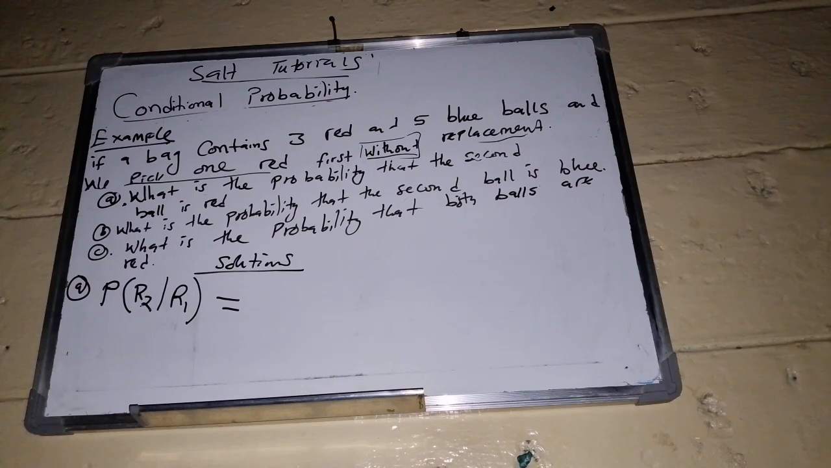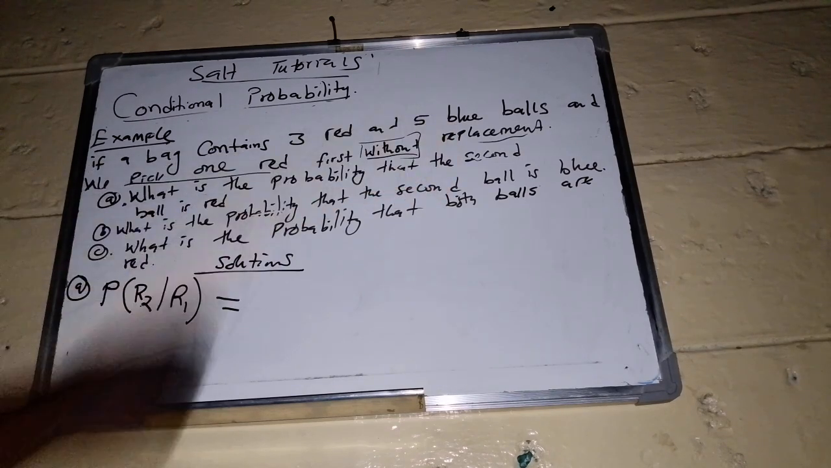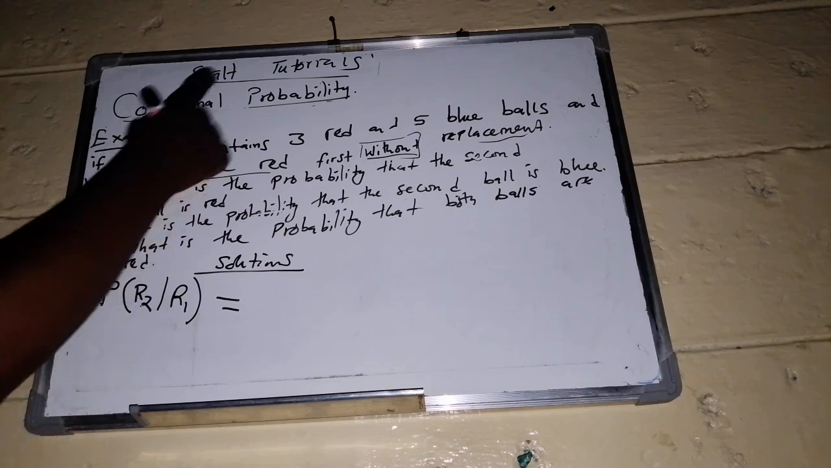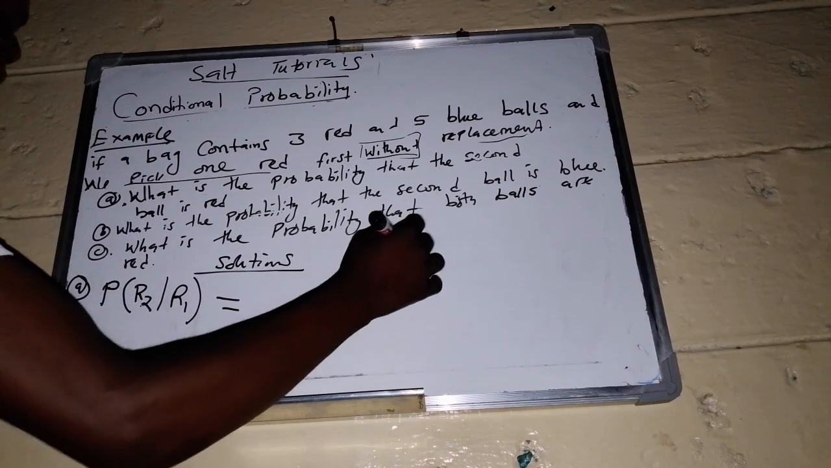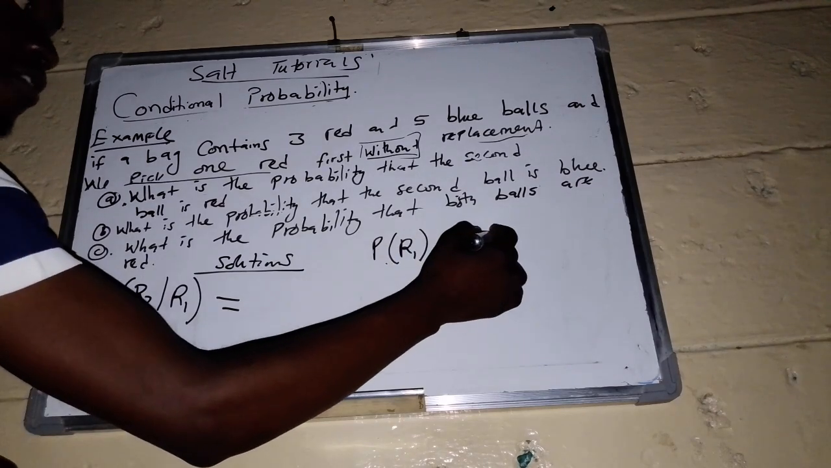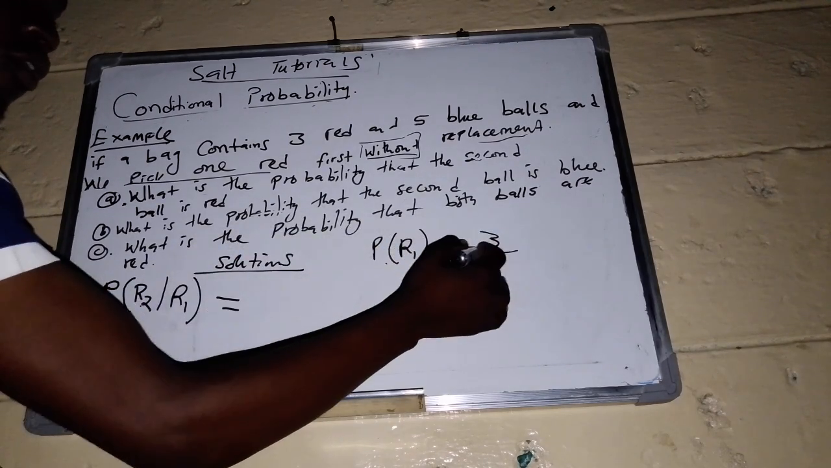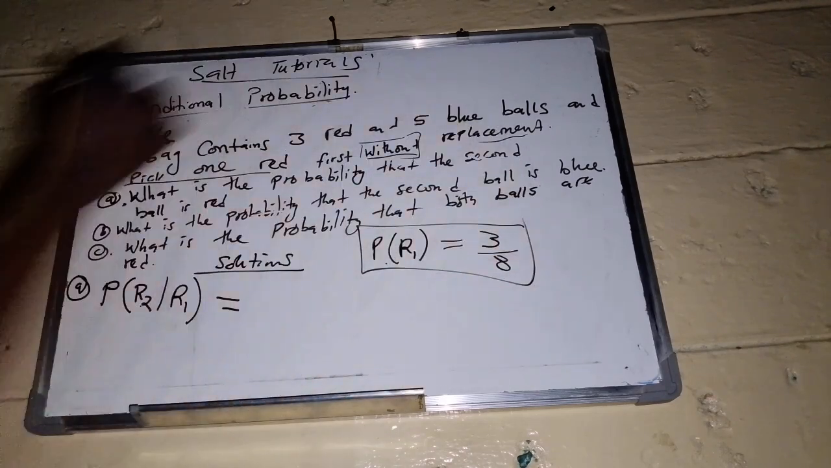So remember, we have how many reds? 3 reds and 5 blue balls. So in the first picking, if I was to look at the probability of red 1, the probability of picking red 1 will basically be equal to the favorable outcome, which is 3, over the total, which is 8. So this is the probability of me picking the first red.